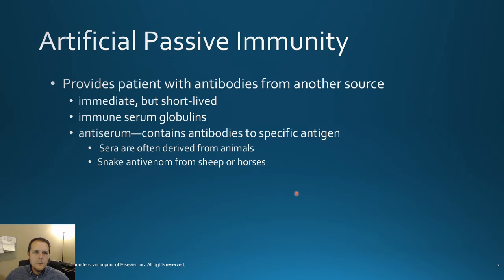And so looking at artificial passive immunity, this is where we would be providing the patient with antibodies from another source. Again, this is very similar to an infant getting it from the mom. It's immediate, but it's short-lived because the patient's not producing it themselves.